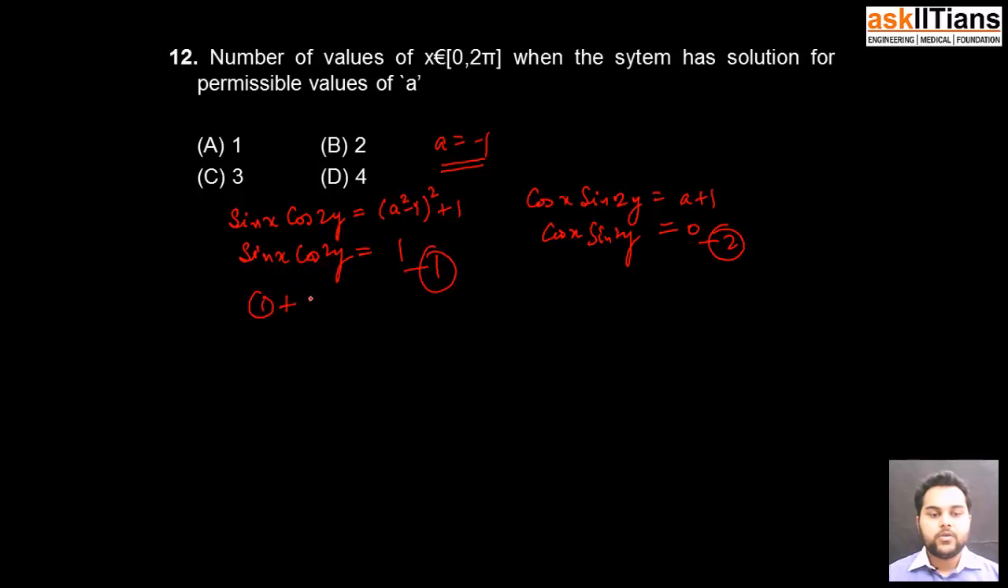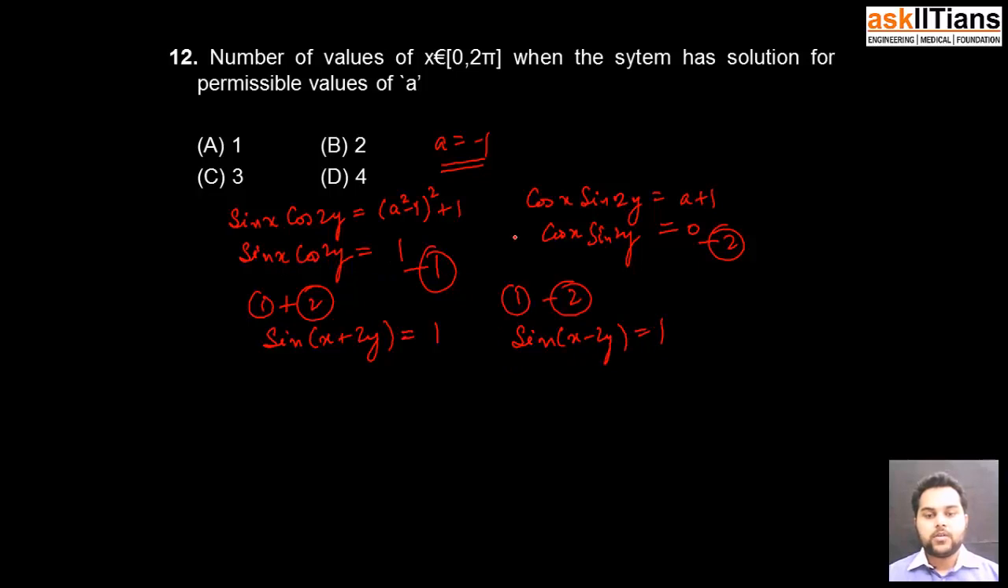If I add the first and second equation, I would get sin of x plus 2y is equal to 1, and if I subtract the two equations, I would get sin of x minus 2y is equal to 1 again. On the left hand side, sin x cos 2y plus cos x sin 2y is in itself sin of x plus 2y, hence I get this equation, and reversely when subtracting the two equations, sin x cos 2y minus cos x sin 2y would be sin of x minus 2y.